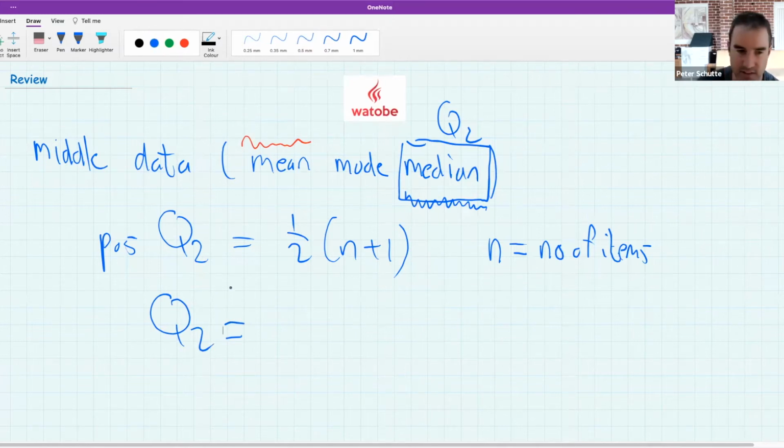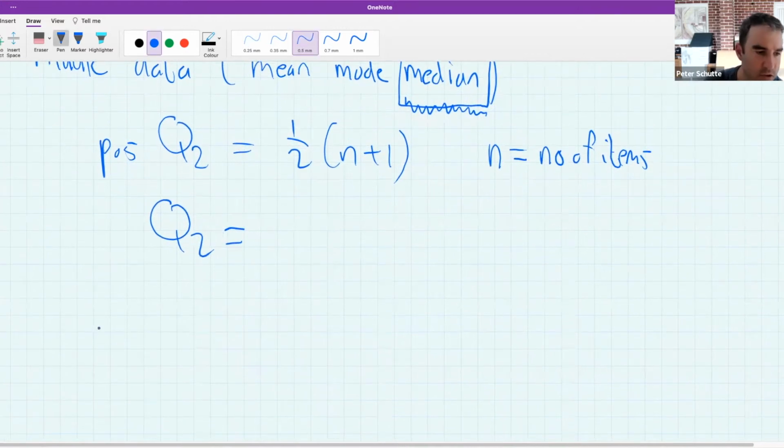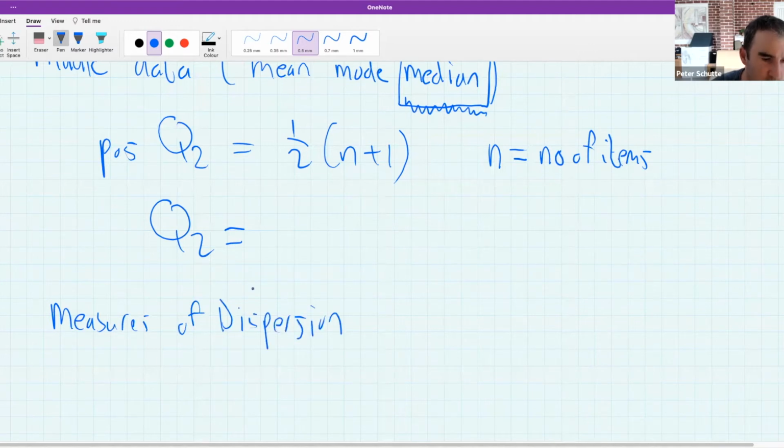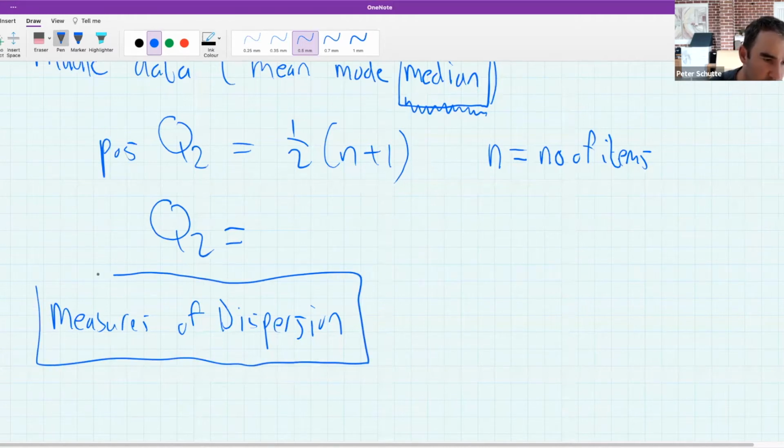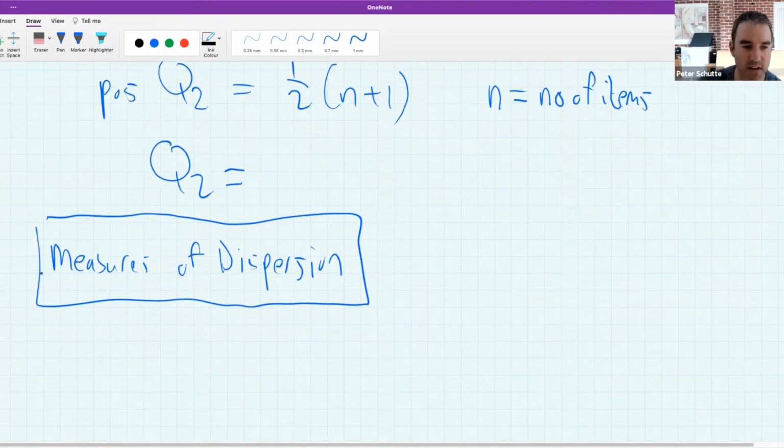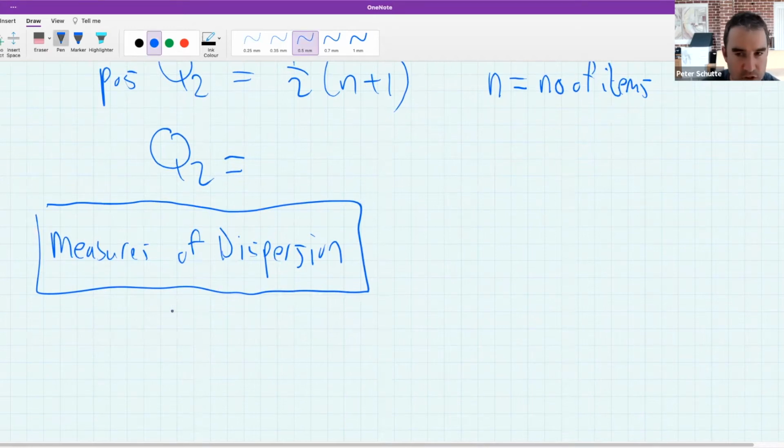Okay, so that was the last lesson. Now, what are we going to do today? Today, we're going to find what's called measures of dispersion, or how spread out the data is. I want to know from your time in class, have you come across various things that measure how spread out the data is? If you know, could you put that in the chat? What are some of the things that you've heard about that measure how spread out the data is?